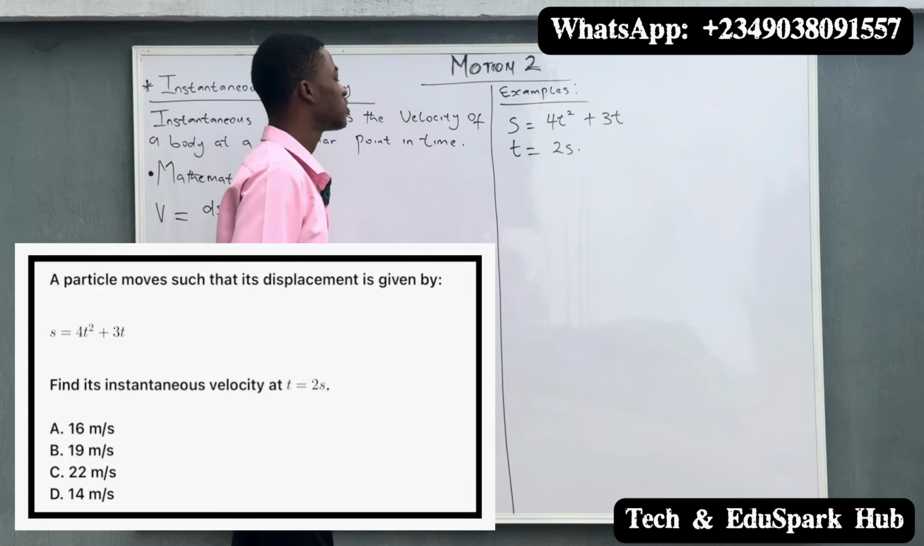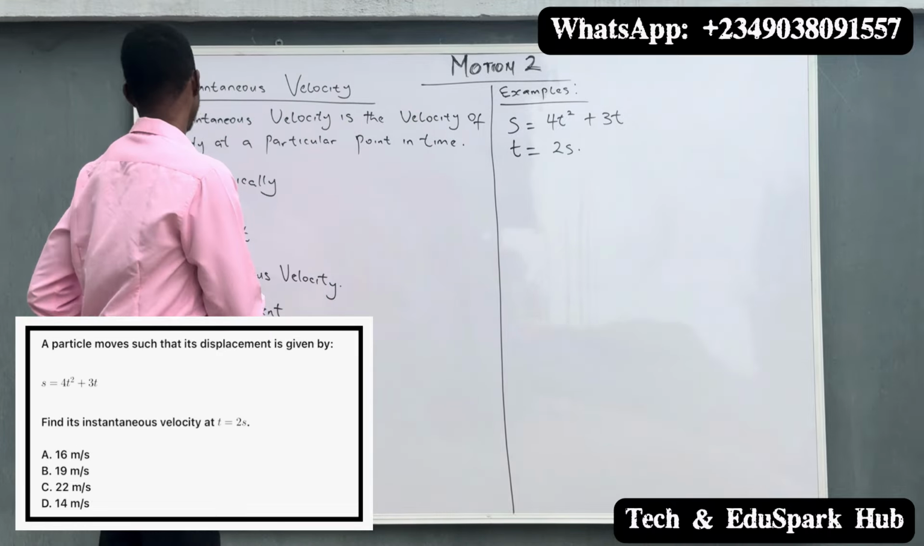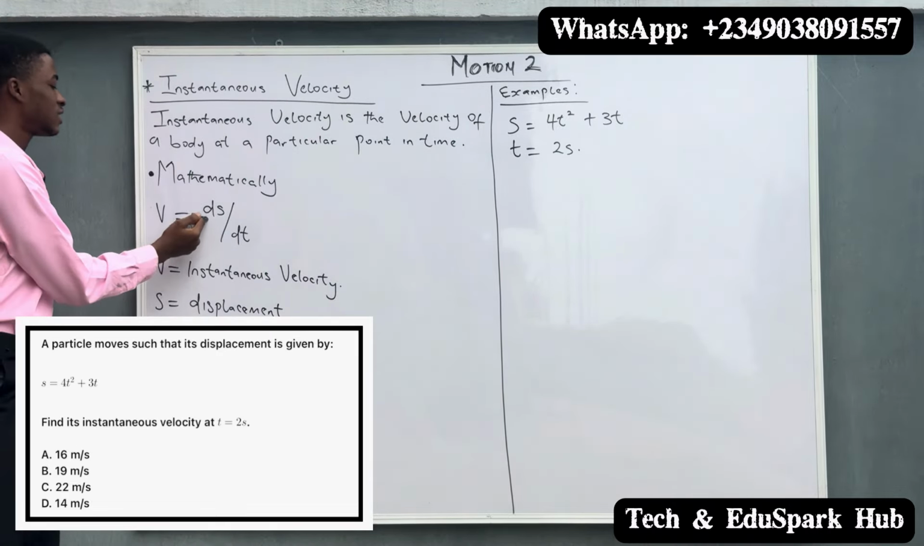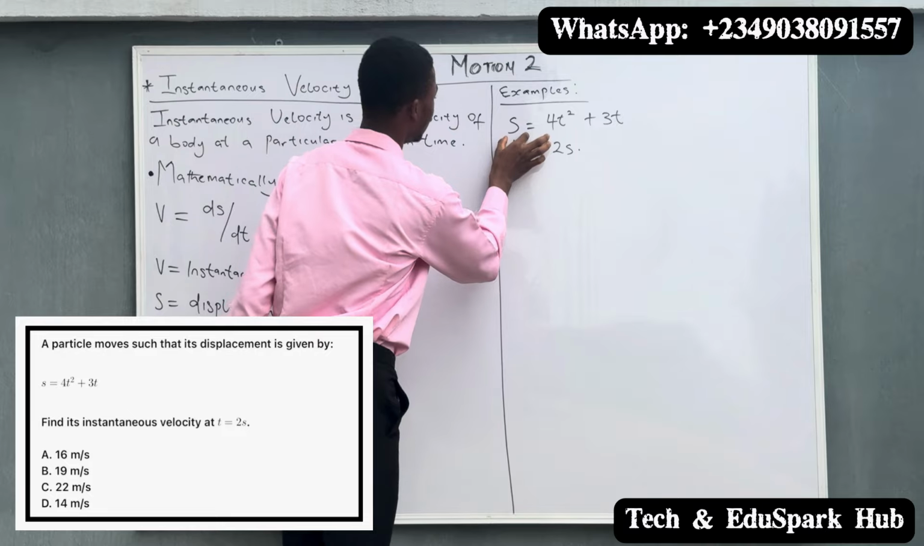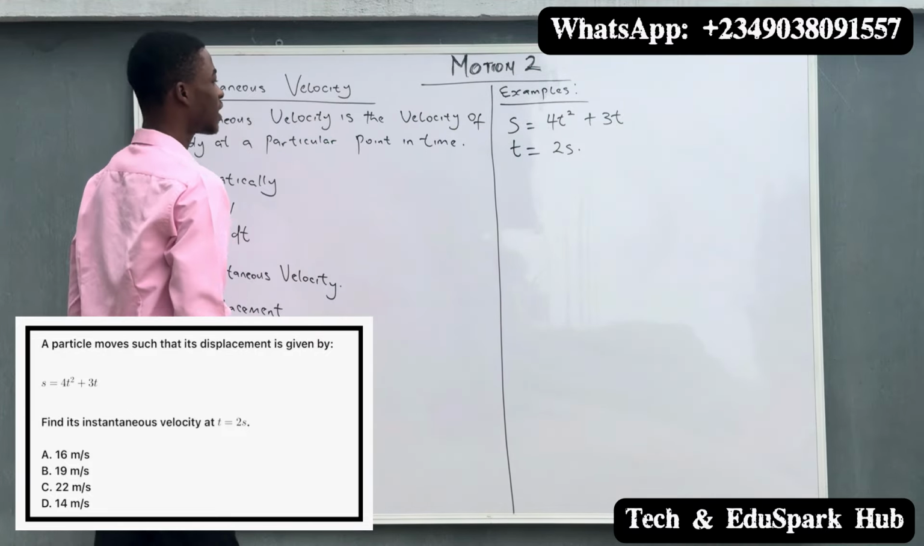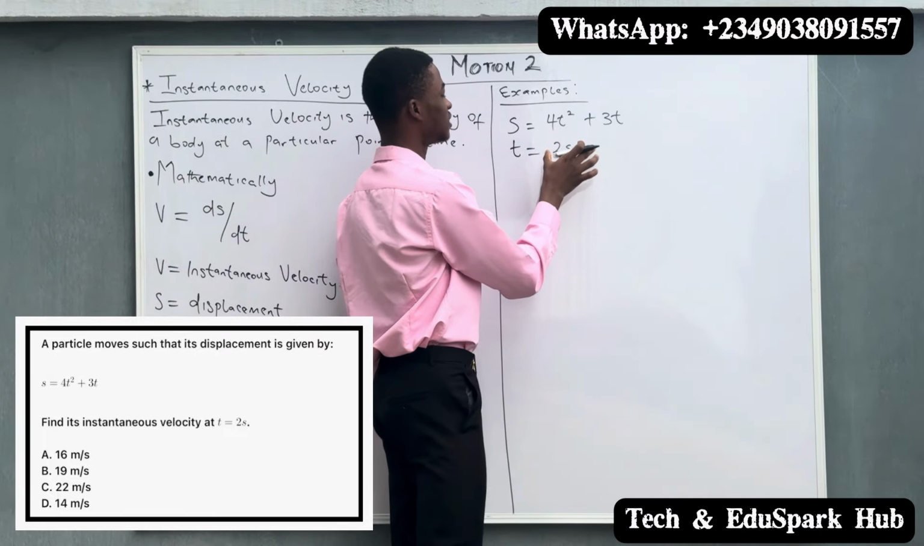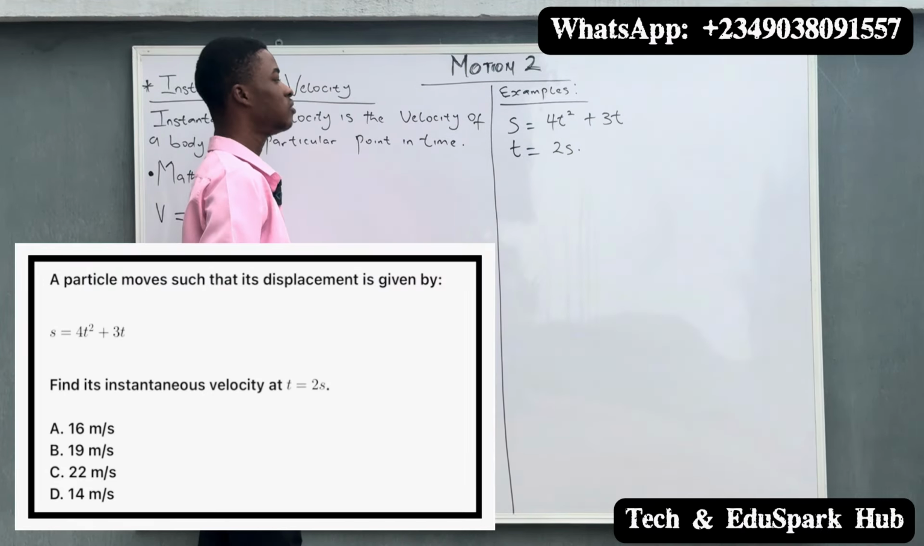So how do we solve questions of this type? You can see I said that the instantaneous velocity is given as change in displacement over change in time. Since we have our displacement, which is our s, we can just differentiate this displacement and input our time. So how do we differentiate?